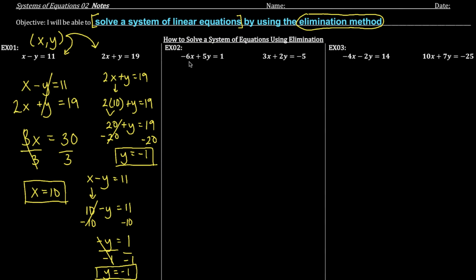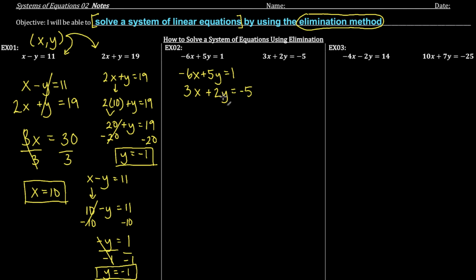All right, example number 2 reads negative 6x plus 5y equals 1 and 3x plus 2y equals negative 5. Now I'm going to stack these on top of each other. My goal will be to eliminate either the x's or the y's. Now, if you put these together, negative 6x and 3x, you don't get 0, so we can't cross those out. If you put 5y and 2y together, you get 7y. So we can't cross either the x's or the y's out.